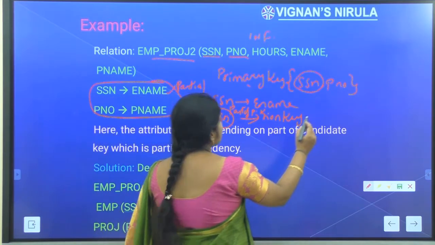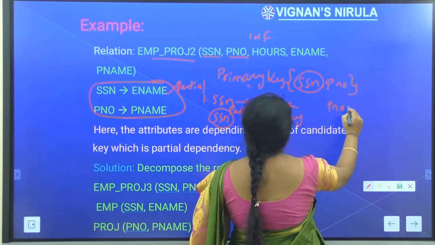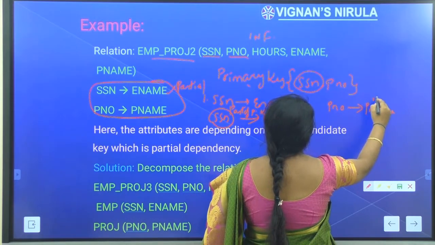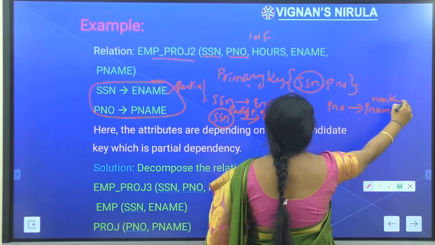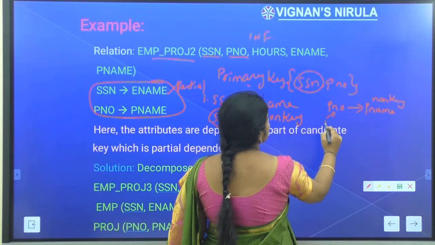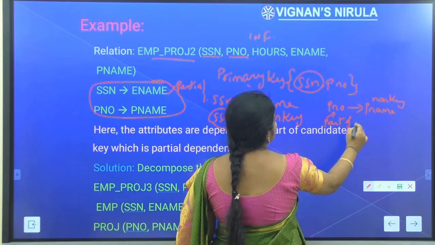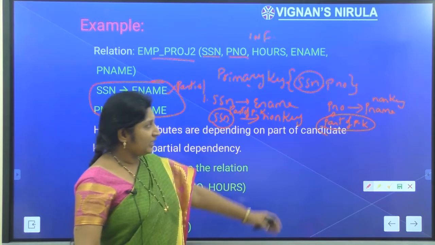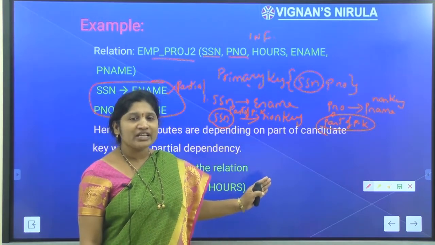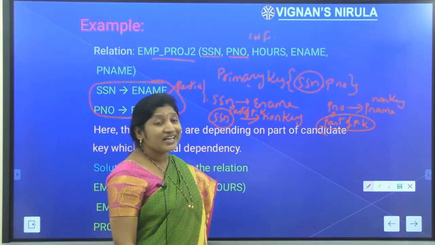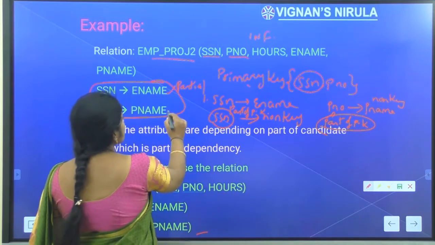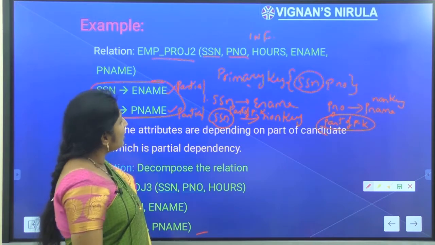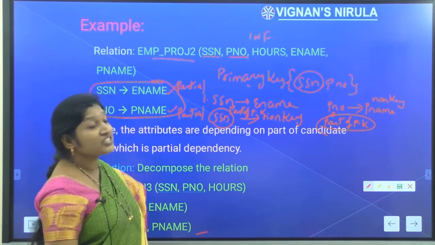Now for the second FD, P number implies P name. P name is the non-key attribute, whereas P number is part of the candidate key, or part of the primary key, but not the entire primary key. The non-key is dependent on only part of the primary key, not on the entire primary key. So this is also a partial dependency. So in our relation, I have two partial dependencies.